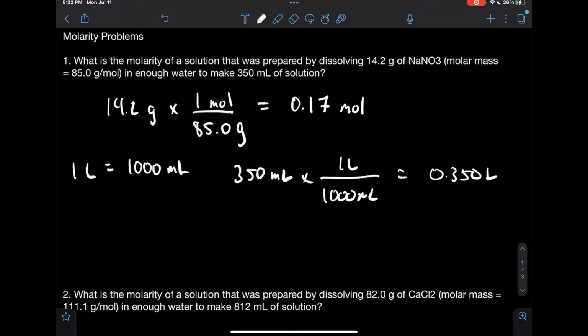Now that we have our sodium nitrate in moles and we have our milliliters in liters, we just have to divide the moles by liters to get the molarity of the solution. 0.17 mole divided by 0.350 liters. This will equal about 0.477 molar.